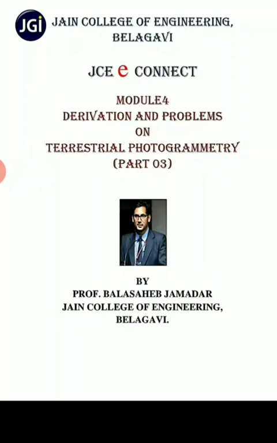In this video we are going to see the derivations which we have left from part 2, and we are going to solve a few problems from part 2 and part 3. The derivations we solved in the previous videos were two: one is the horizontal and vertical angle from terrestrial photogrammetry, and the other, in the last video, is about the elevation of a point by photogrammetric measurements. So today I am going to do the third derivation, and we are going to solve a few problems on derivations 1, 2 and 3. So this is part 3.